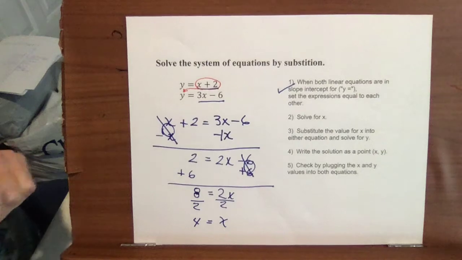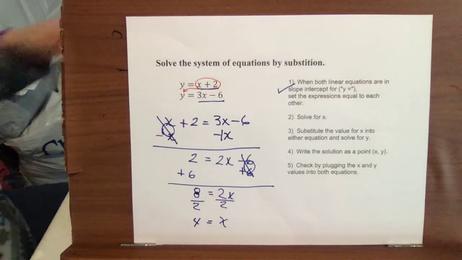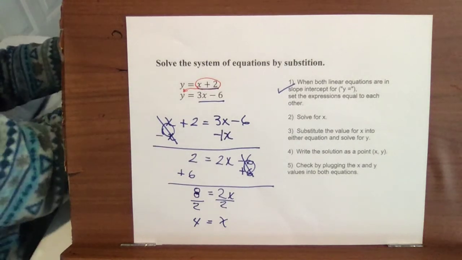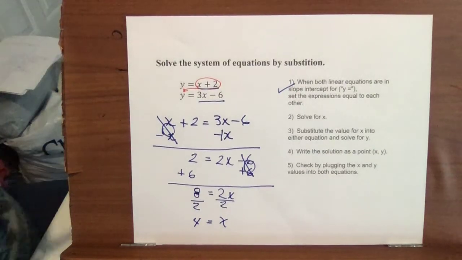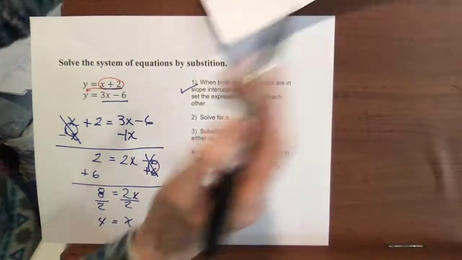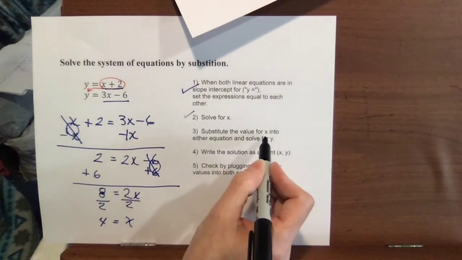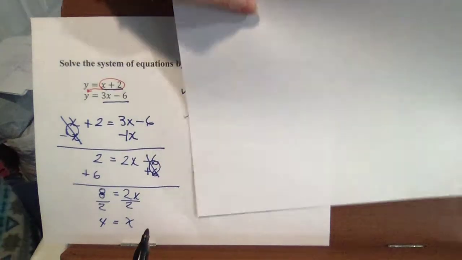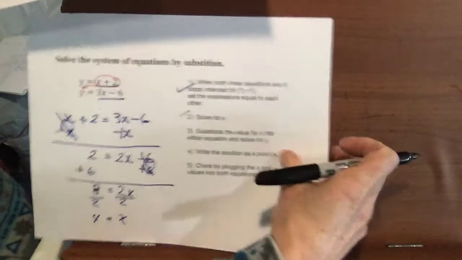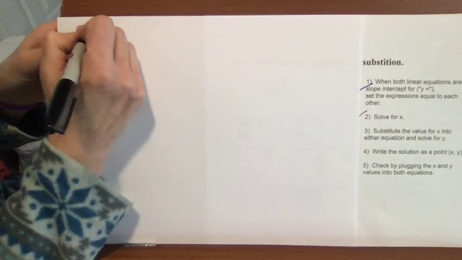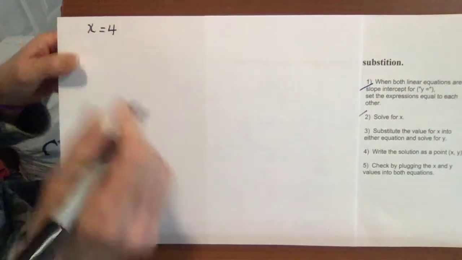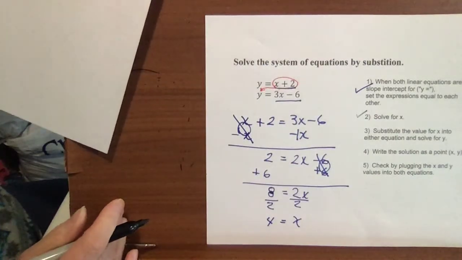All right, once I know what the value is for x, then I can go back and choose either of the two equations to substitute in and get y. So we've done this step 2. Now we're going to substitute x into either equation and solve for y. Okay, our x was equal to 4. So let's take the first equation, y equals x plus 2.